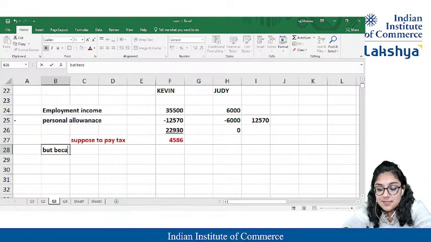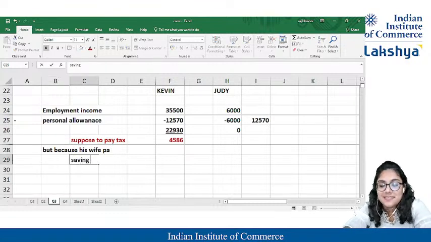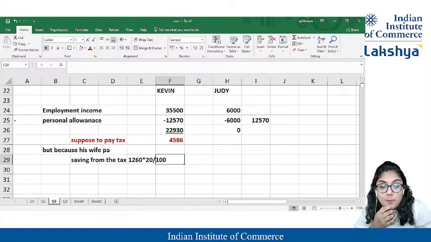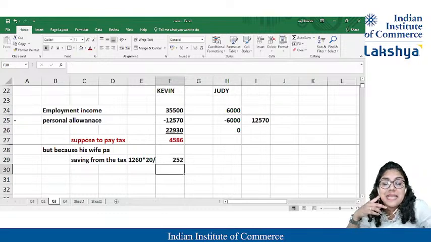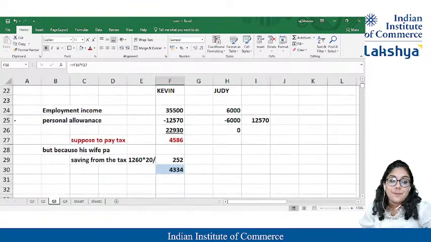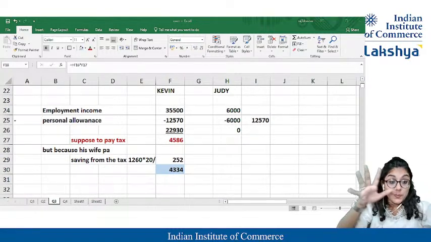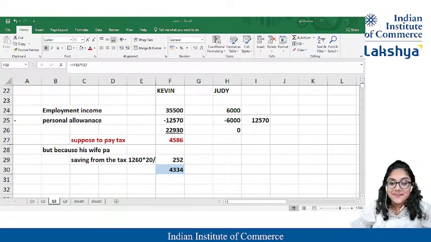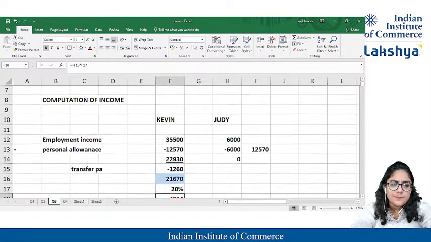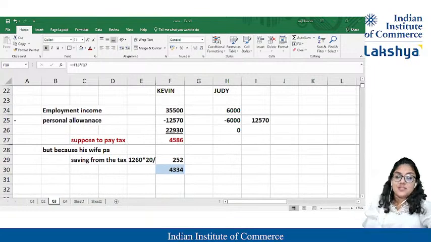But because his wife allowed some personal allowance, he got savings from the tax. How much did the wife allow? 1,260. What was the tax rate? 20%. So how much savings did he get? 1,260 into 20%. So this is his savings. What is his net? This much payable, less this much savings. Is it 4,334? It's the same, but the way to write the answer is different. So we need to know this also. It's not difficult. So this was about the marriage allowance, and I hope you have understood it too.